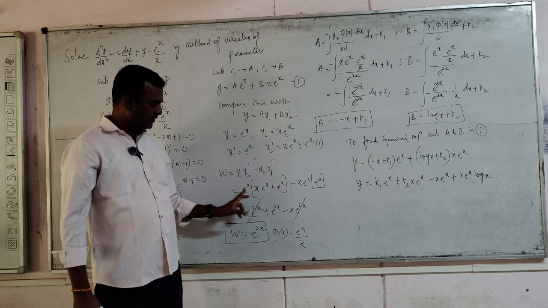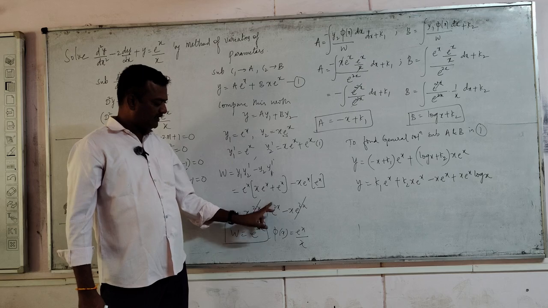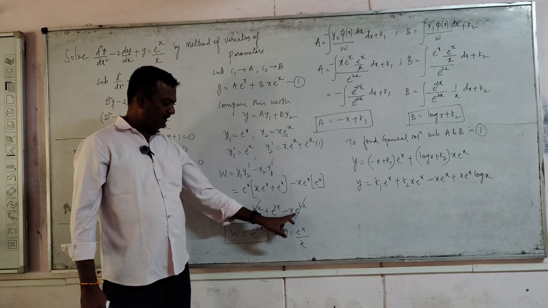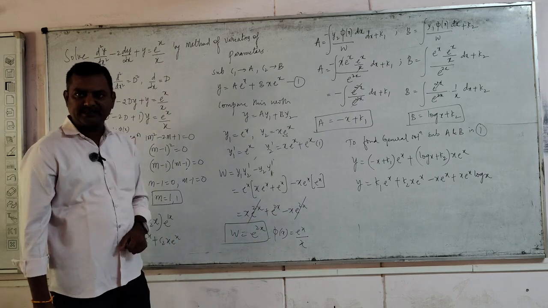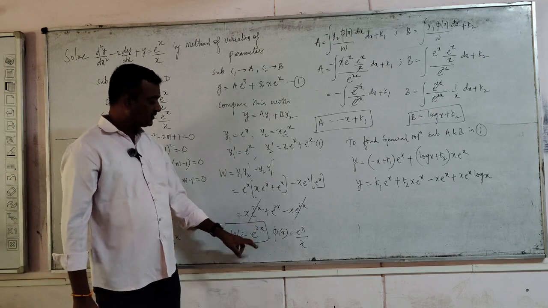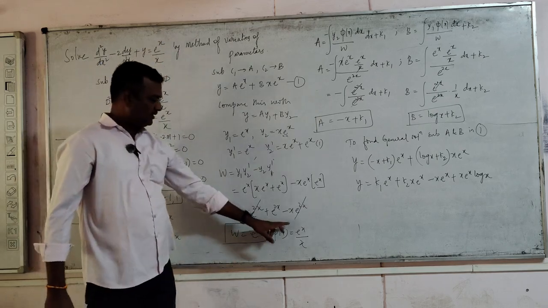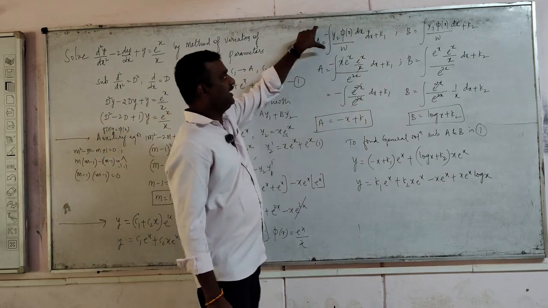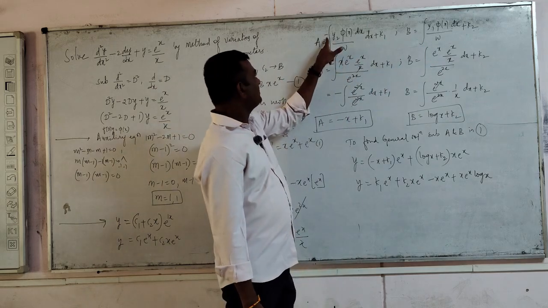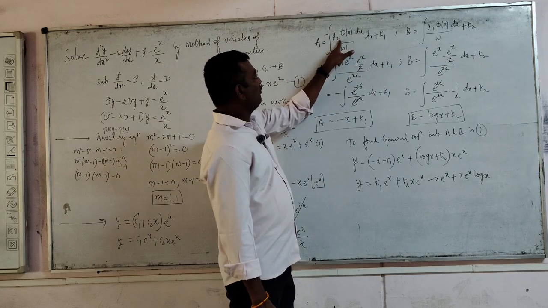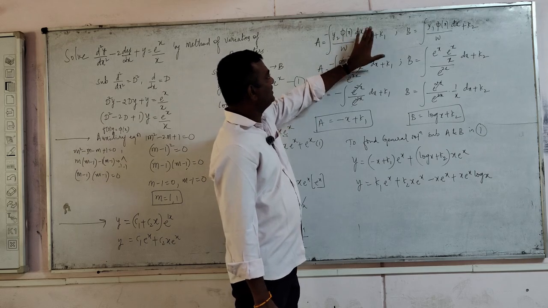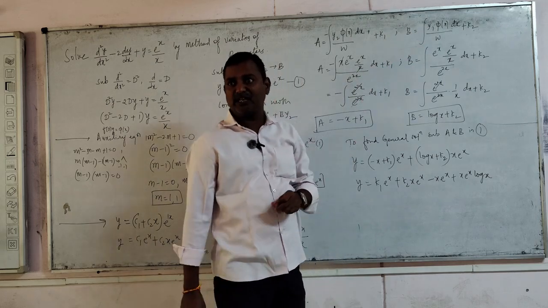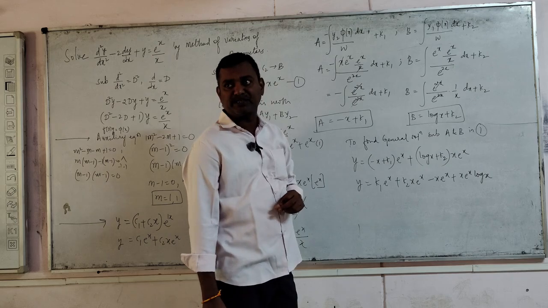So x e raised to 2x plus e raised to x into e raised to x is e raised to 2x, minus x e raised to 2x. The x e raised to 2x terms get cancelled. You will get W is e raised to 2x, and phi of x is e raised to x by x. Once you know all these things, we find the values of capital A and capital B. Capital A is minus the integration of y2 into phi of x by W into dx plus k1. B is the integration of y1 into phi of x by W into dx plus k2.